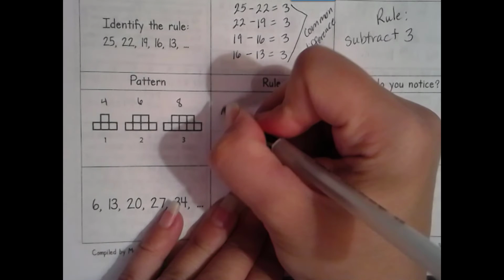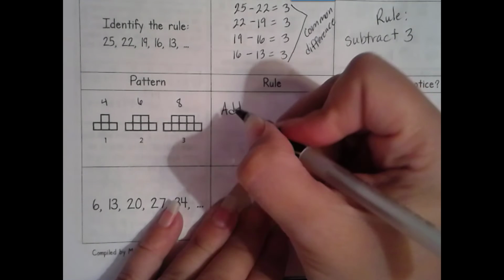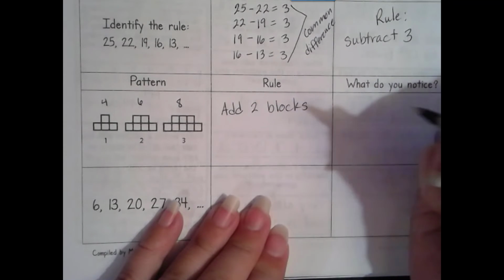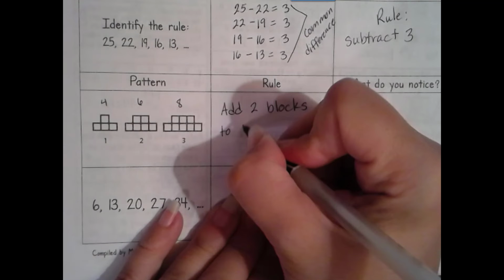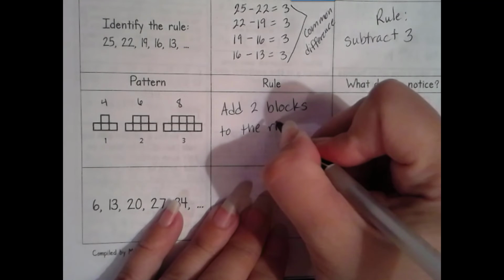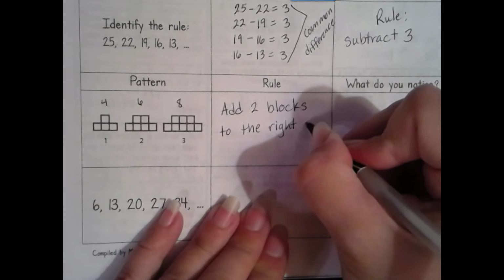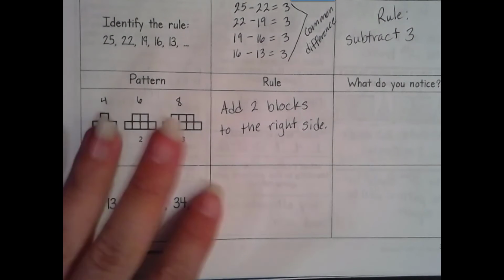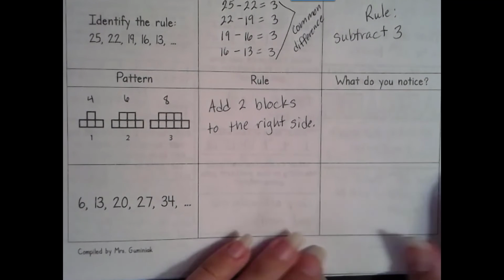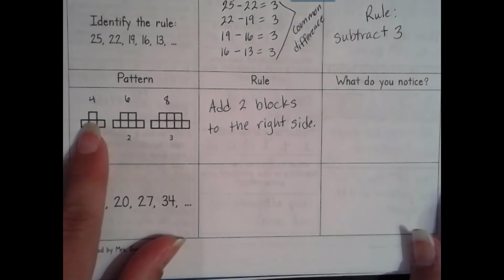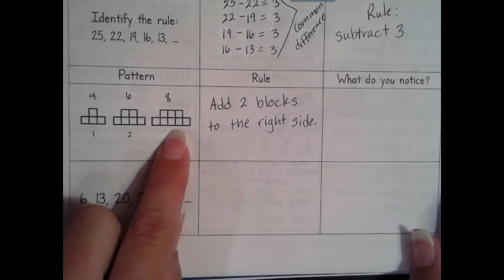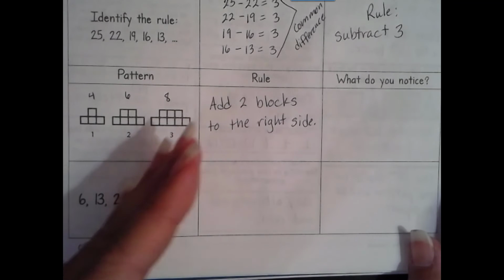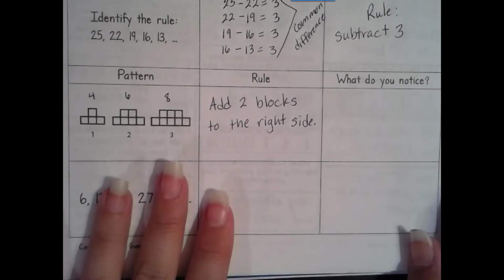We're going to add, so our rule is add 2 blocks to the right side. Now they could be added to the left side as well. I'm just picking a side. It needs to be on one or the other. Now, what do you notice is happening to these shapes? Is it getting taller? Is it getting wider? Is it going at an angle? What is it that you notice?